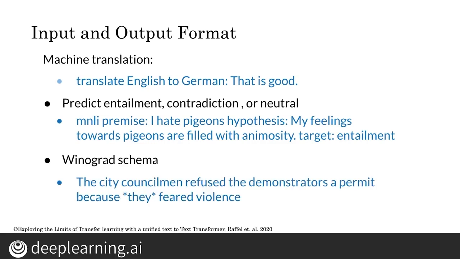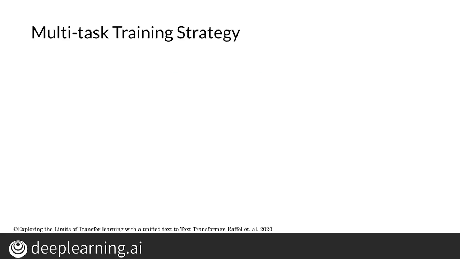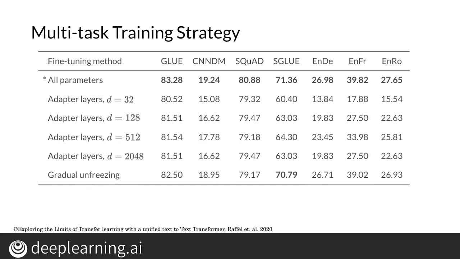And over here you have the Winograd schema, which is another way to predict what a pronoun refers to, for example: the city councilman refused the demonstrators a permit because they feared violence. So you're going to feed this into your model, and then it will be tasked to predict "they" as the city councilman.